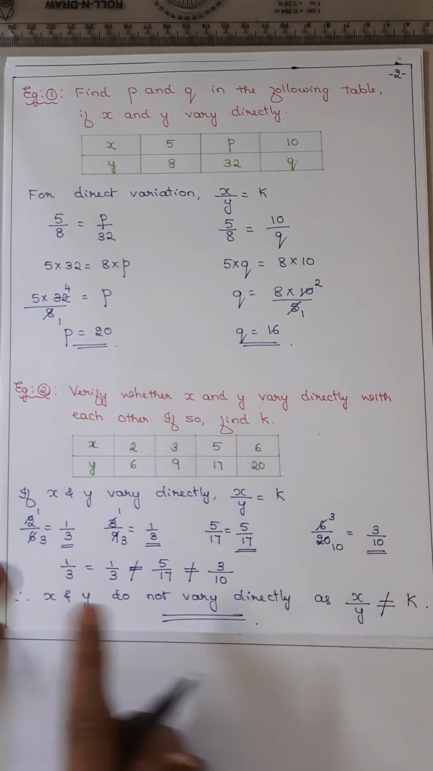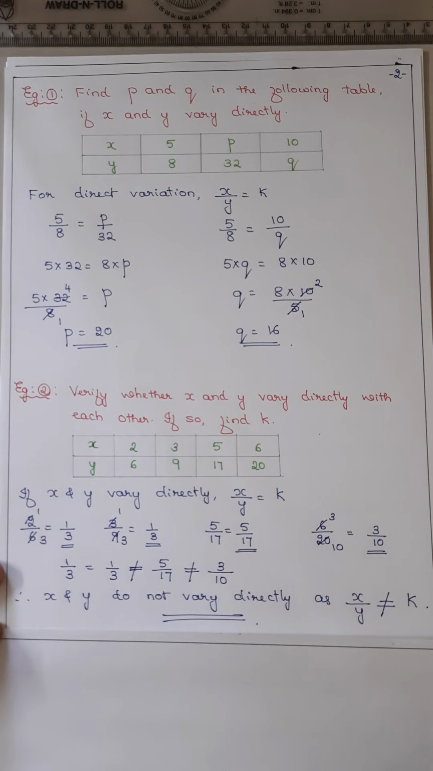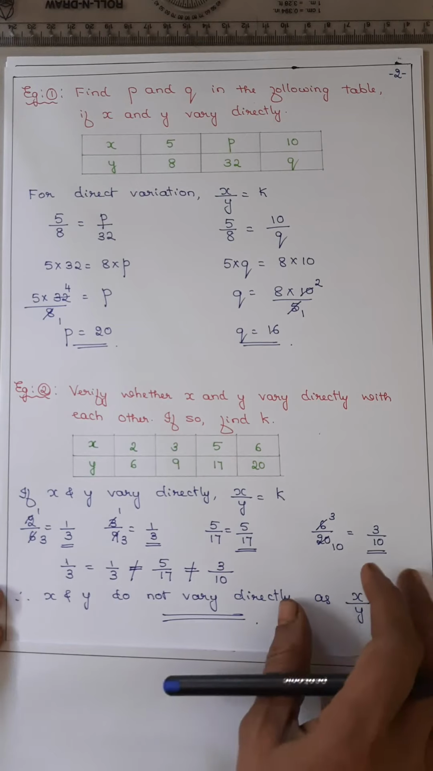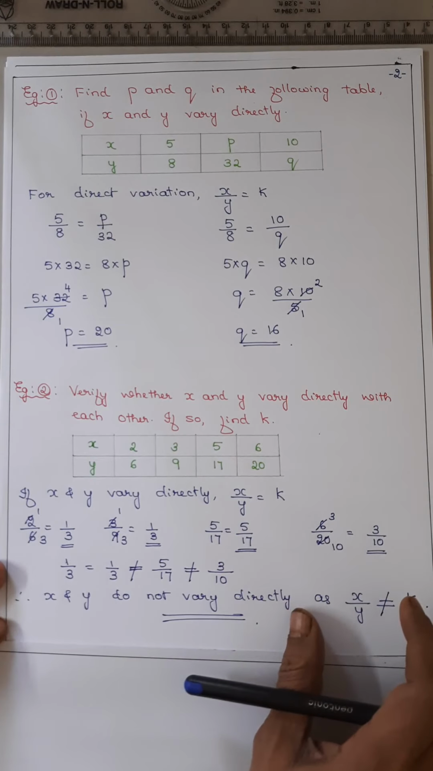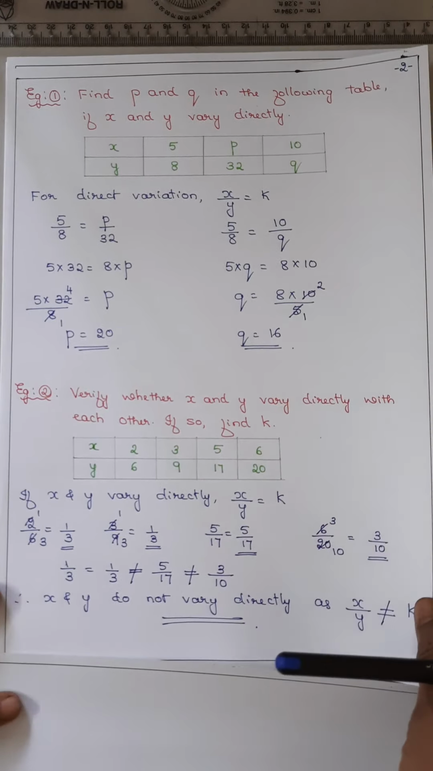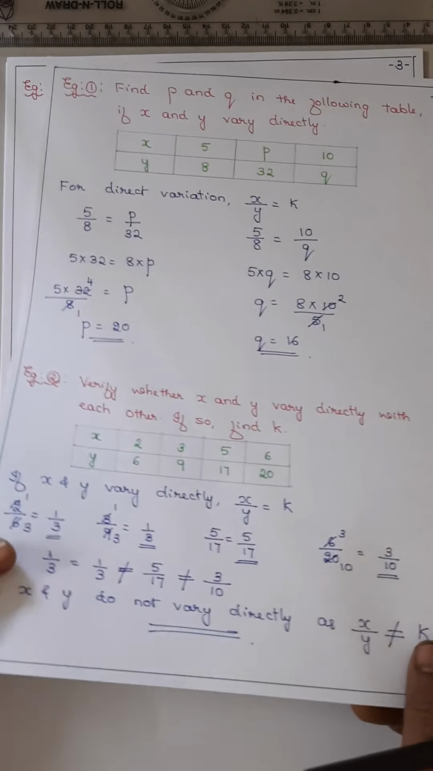So whatever is given in the table, they are not in direct variation. Why? Because x by y is not equal to k. Hope everyone understood, isn't it? Now coming to example 3.